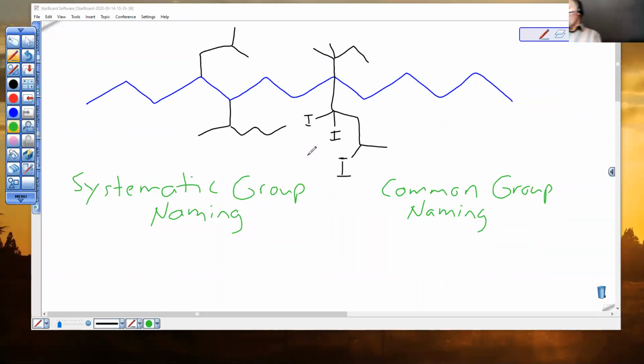Here we have an example, and I believe the correct ordering would be left to right. A group on 4 versus a group on 1, 2, 3, 4, 5, 6. 4 is lower than 6. Groups on 4, 5, and 2 groups on 8. And 9, 10, 11, 12, 13. A 13 carbon chain is tridecane.